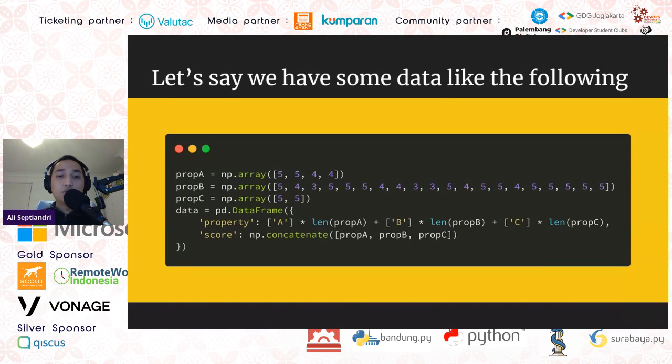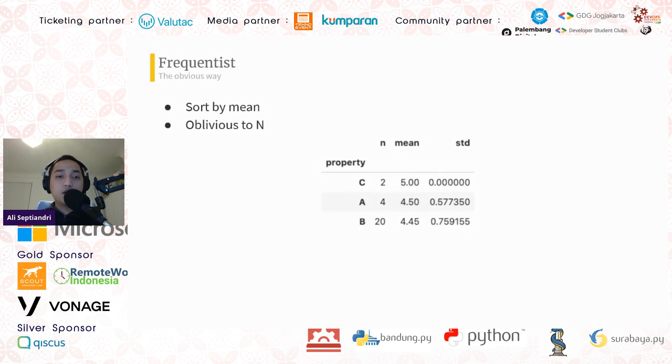So we'll define the data something like this, and if we choose to sort it the frequentist way, we will sort them by the mean. This is a straightforward idea which would come to your mind first. But the problem is it is oblivious to n. As I mentioned earlier, you'll more likely sort them like this: C, then A, then B. But you only have two n, so this does not reflect our uncertainty in the data.